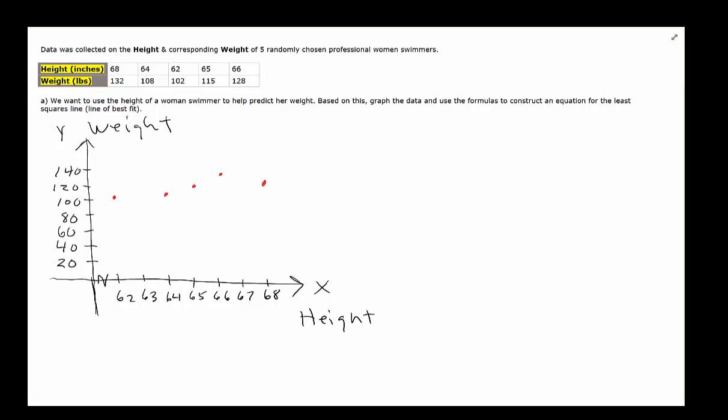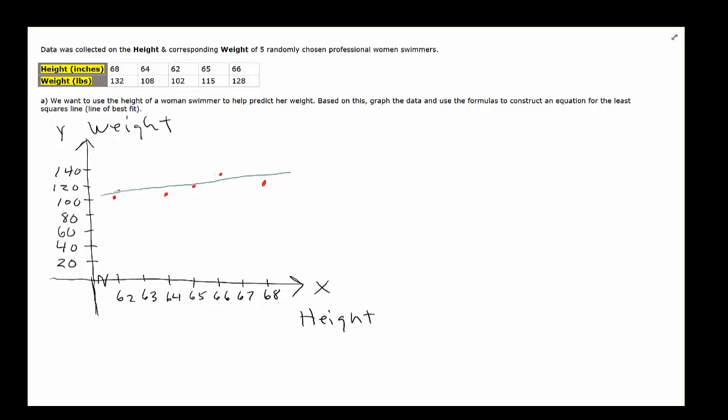Now, we're after a linear model of this data, what's sometimes called a regression line, or a line of best fit, a least squares line. There's several names for that also. But it's basically just a line that averages its way through the data set. It tries to fit as close to all the points at the same time as possible.